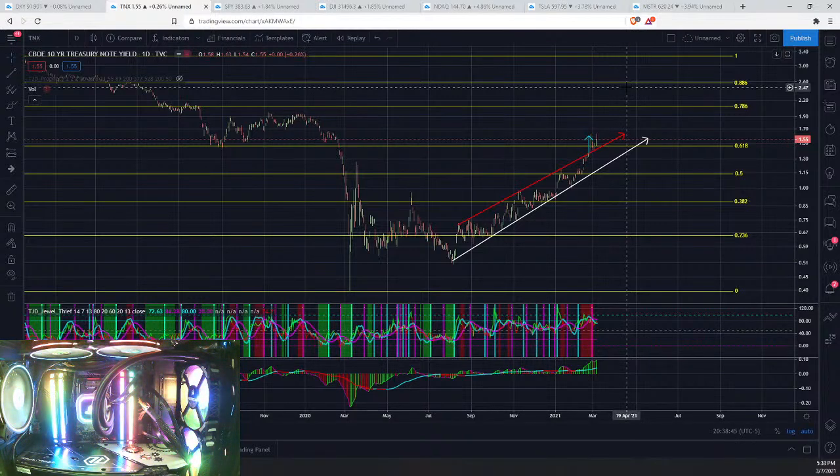So that's definitely a level and an indicator that we're paying attention to. So now let's go into our traditional markets.